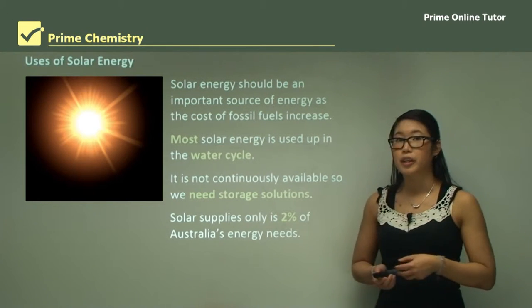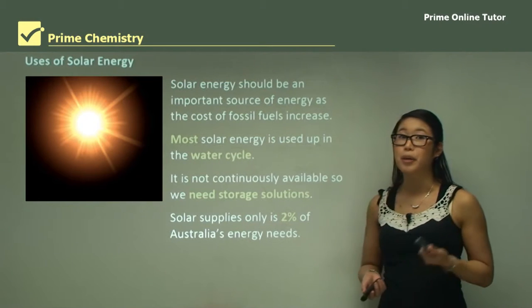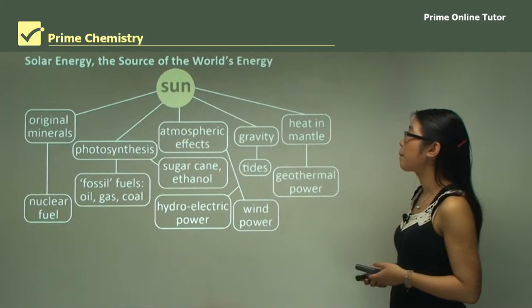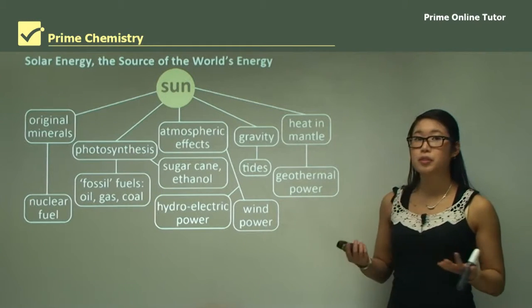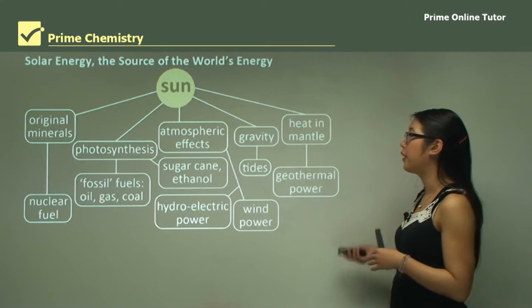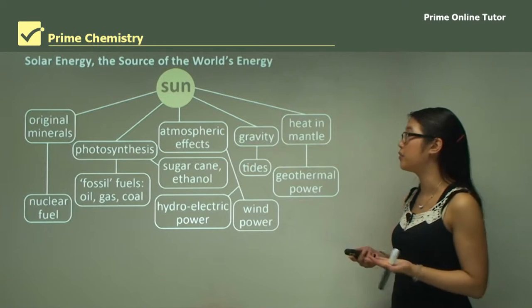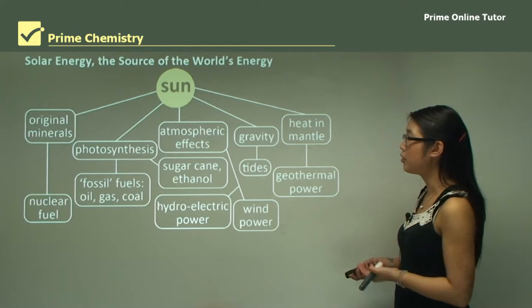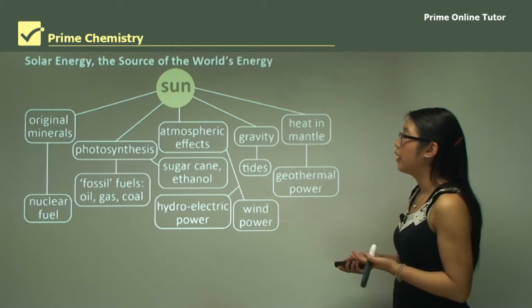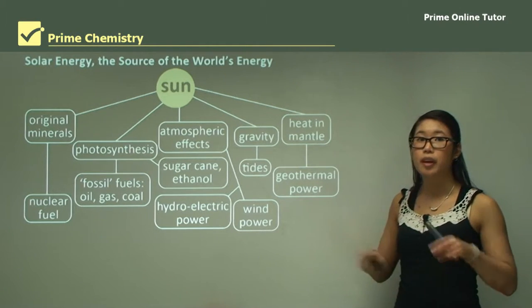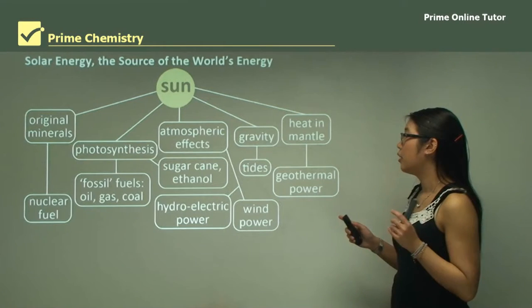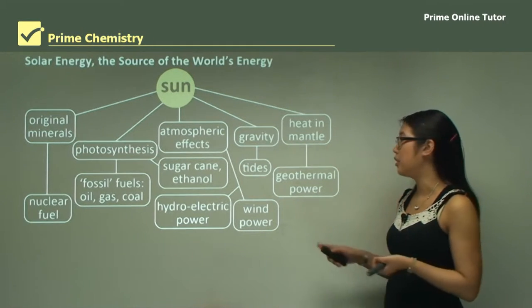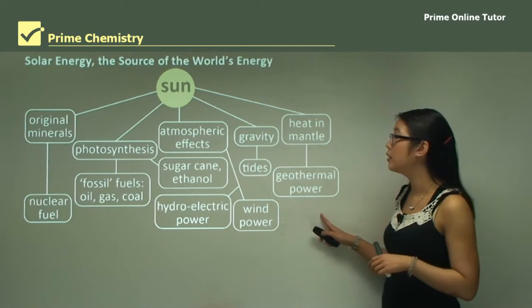Only 2% of Australia's energy needs are supplied by solar energy, which is quite odd because we have a lot of sun here. So the sun gives out a lot of energy, and it can affect the earth in a variety of different ways. And each way we can harness energy from it. So we can have the sun hitting the mantle, so that's the surface of the earth, and we can use that heat energy, such as in geothermal power.